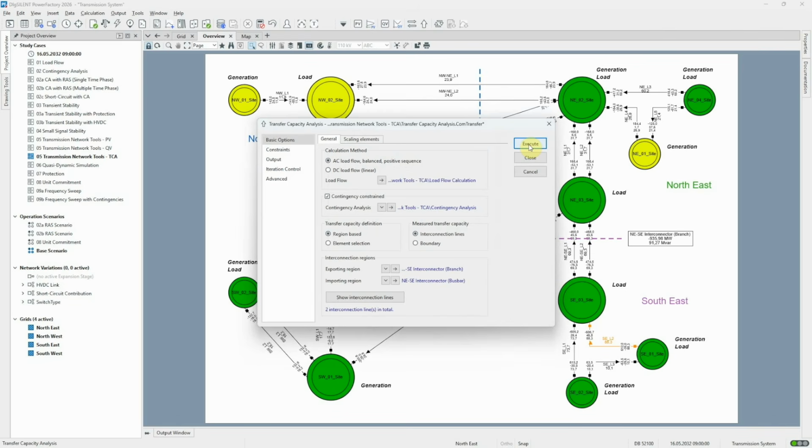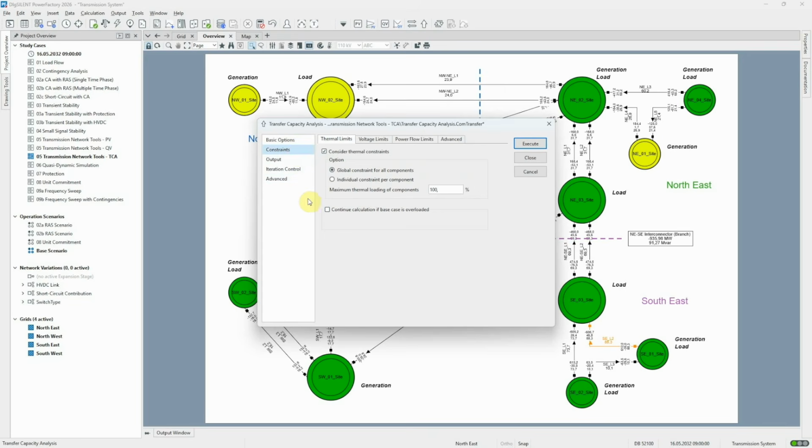Before executing the analysis, there is a further consideration. It's likely that elements overloaded due to faults will be able to exceed their thermal rating for a limited time, provided that post-fault actions to reduce the overload are available. For this reason, we will increase the maximum thermal loading of the components to 150%. The analysis is executed.